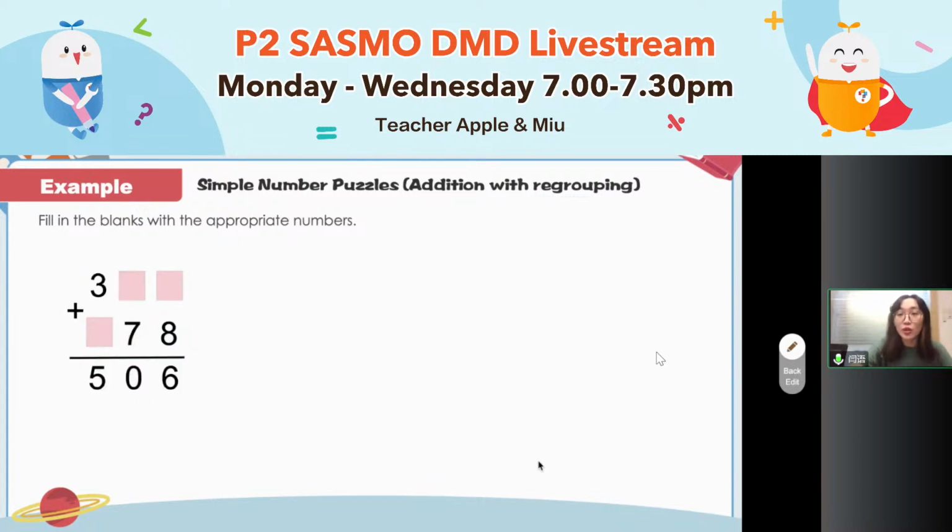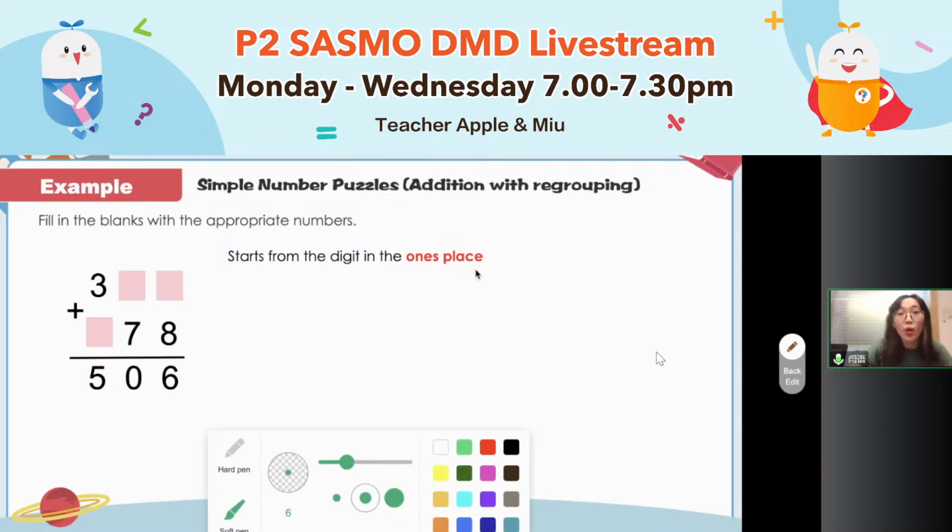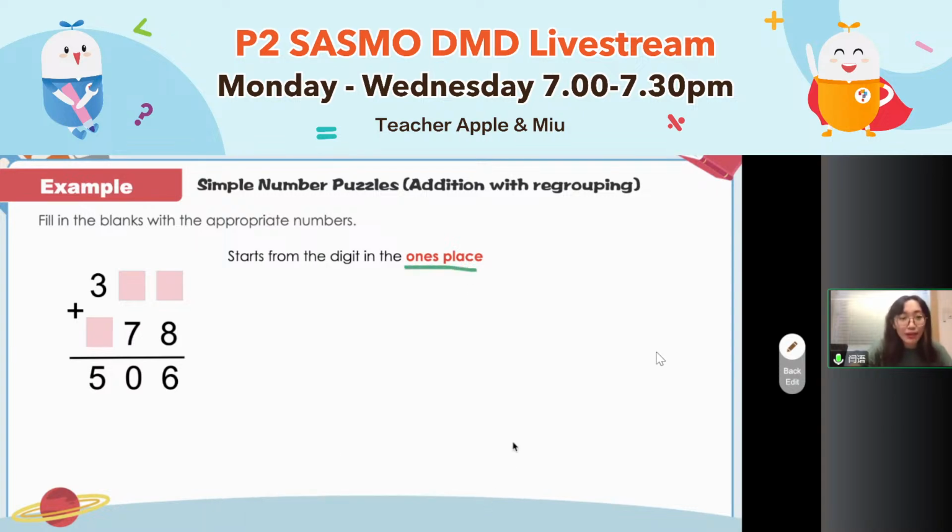And then let's move on to addition with regrouping. So here, let's have a look. Again, where should we start from? We need to start from the last digit, that is the ones place. Okay, think about it. What plus 8 equals 6? Is this equation possible? Yes or no?